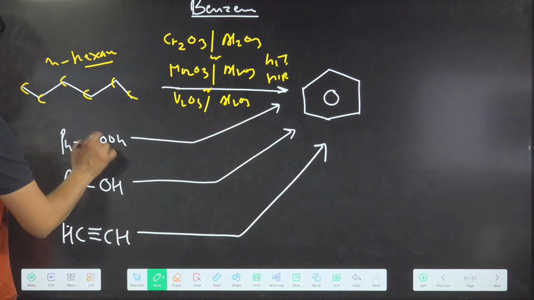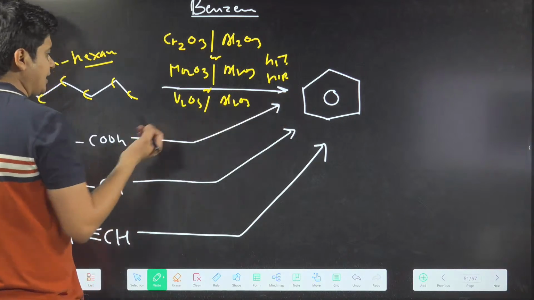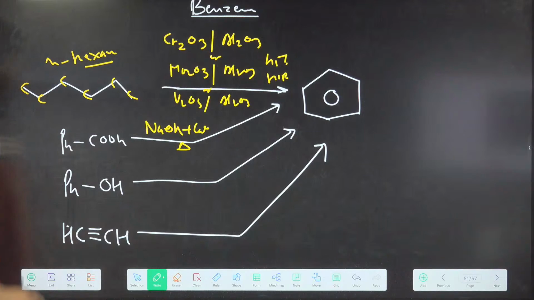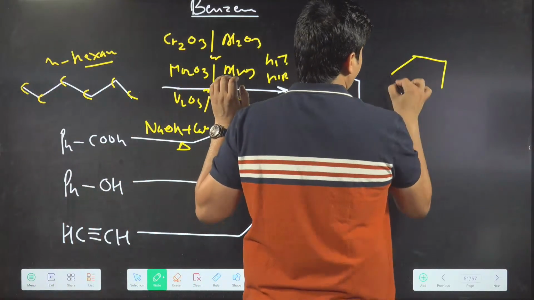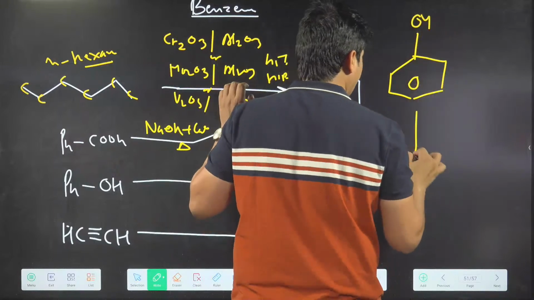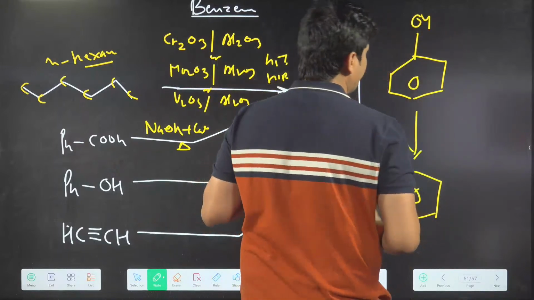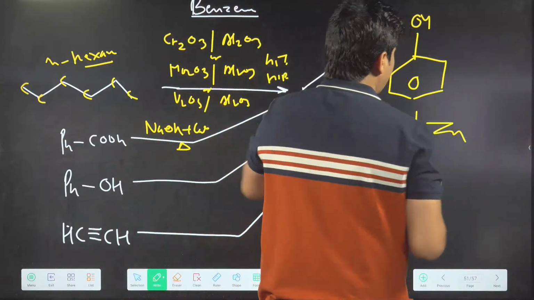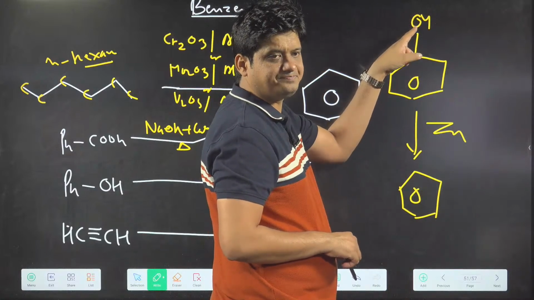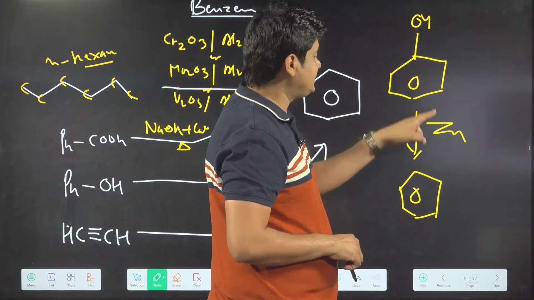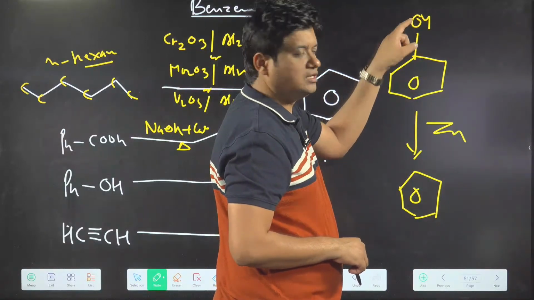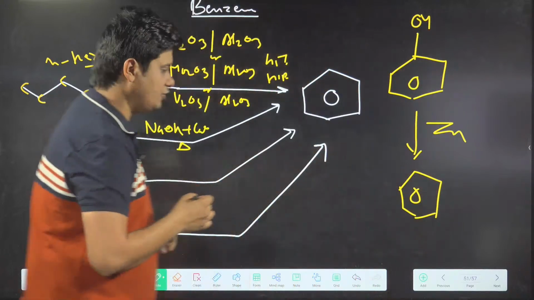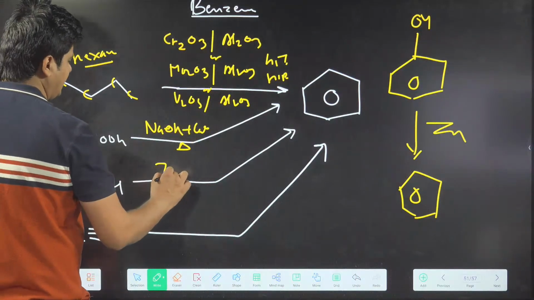PhCOOH means benzoic acid is there, and you have to prepare benzene. Which reaction? Decarboxylation reaction, NaOH plus CaO, heating. And this is very important. You have phenol and you want to convert phenol into benzene. Means you want one reagent which can remove this oxygen. Zinc dust has the tendency to remove this phenolic oxygen. If zinc dust removes this oxygen, what is left? Hydrogen attached to this carbon, benzene is formed. So if you want to convert phenol into benzene, you have to add zinc dust.